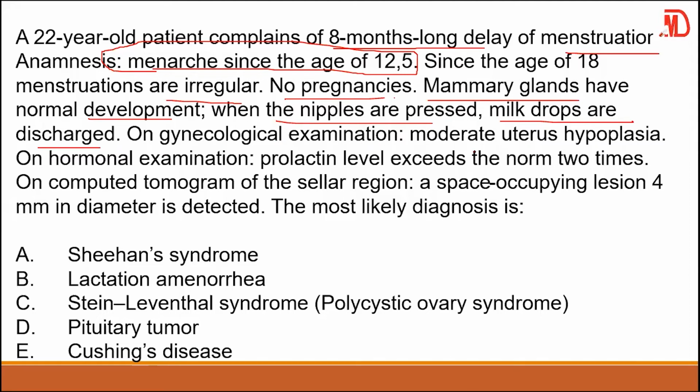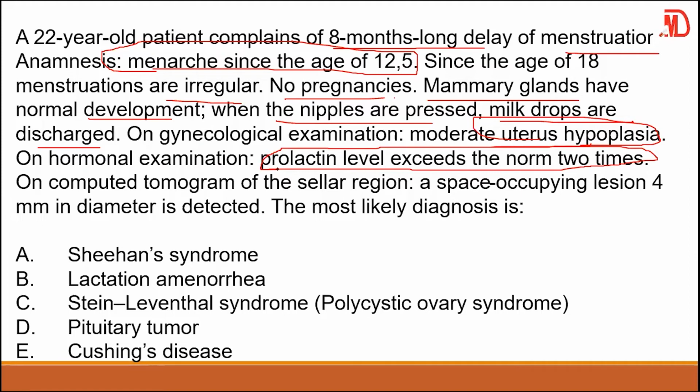Gynecological examination: there's moderate uterus hypoplasia. Guys, look. Uterus hypoplasia, that means underdevelopment of the uterus. On hormonal examination, prolactin level exceeds the norm.